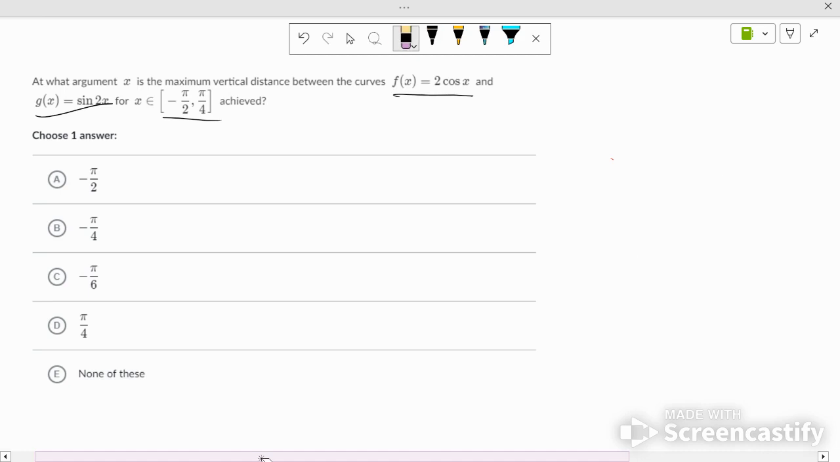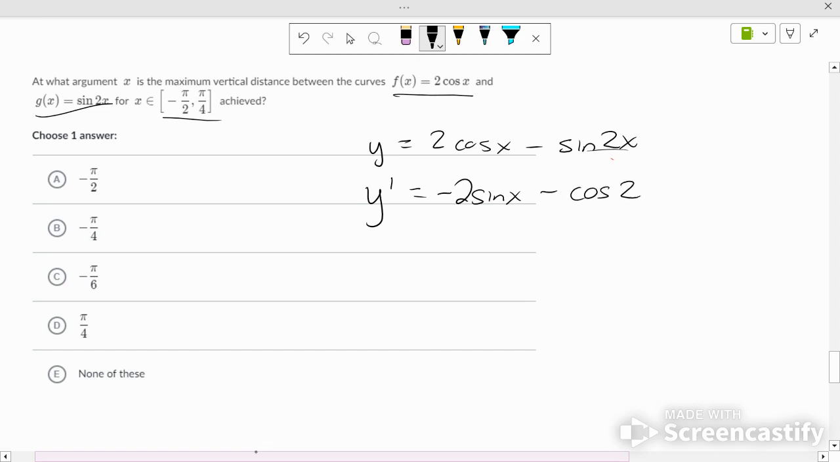When I say the word difference in math, what does that mean? Subtraction. So my y is going to be 2 cosine of x minus sine of 2x. That's going to be my difference in those two, because difference means we subtract. Now when I take my first derivative of this, what's the first derivative of 2 cosine of x? Negative 2 sine of x. What's the first derivative of negative sine of 2x? Negative cosine of 2x times 2. And we set that equal to 0. Okay? Set that equal to 0.